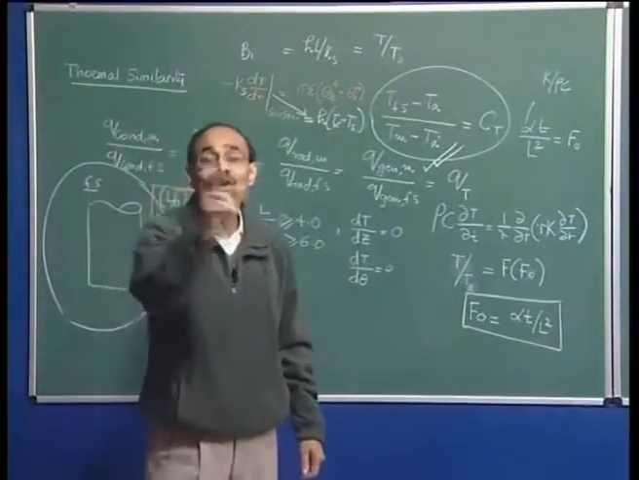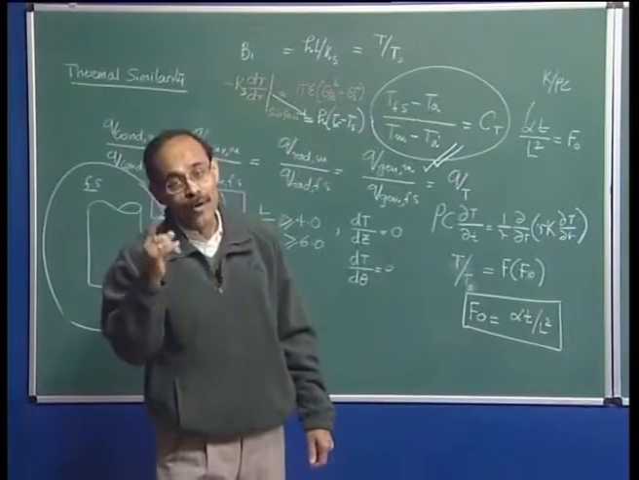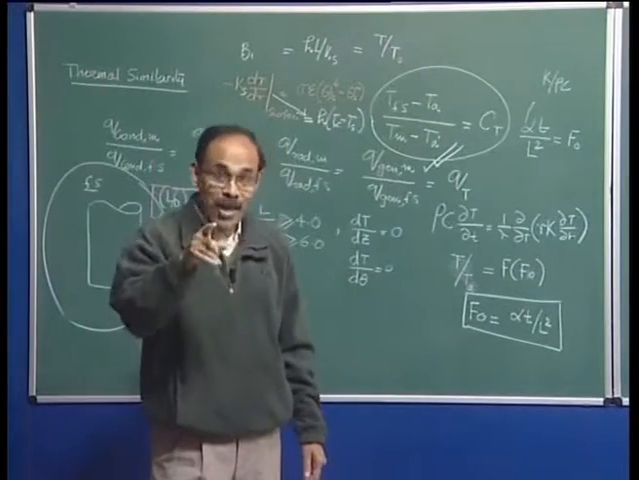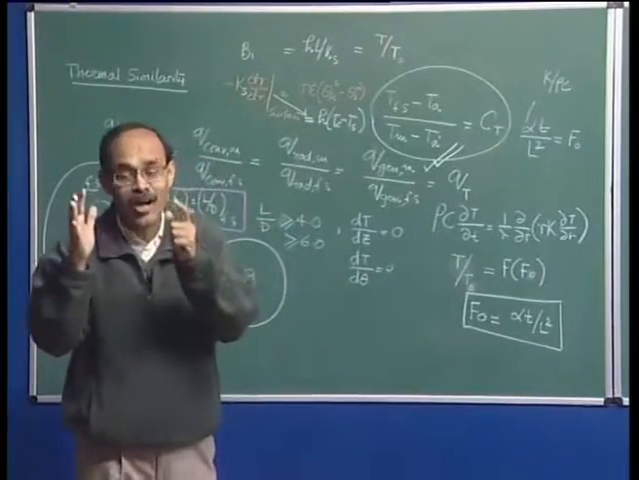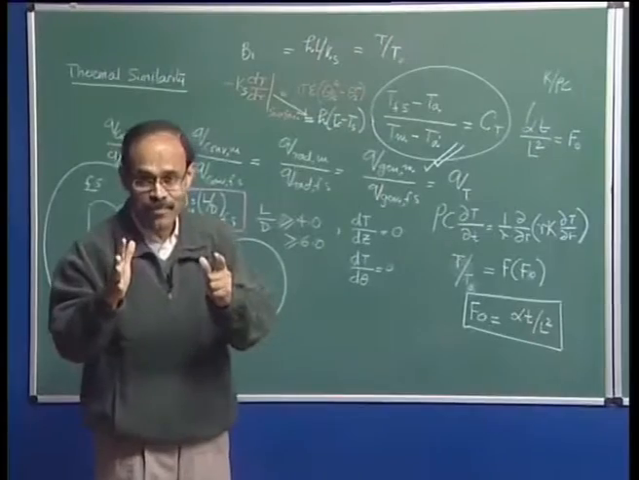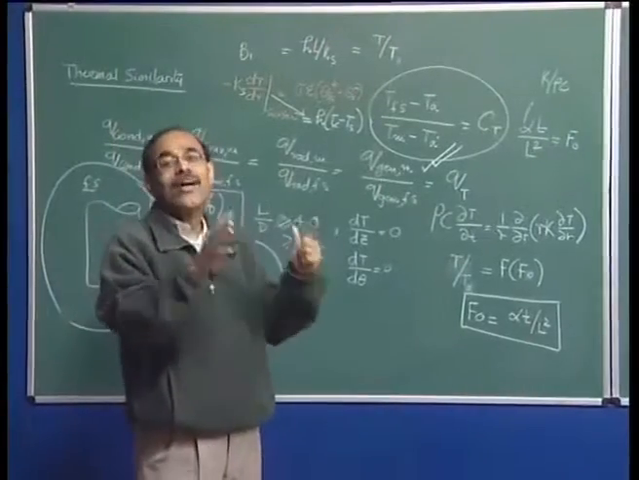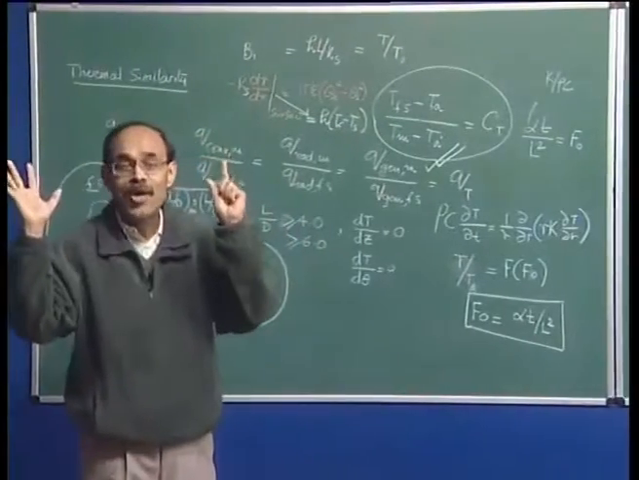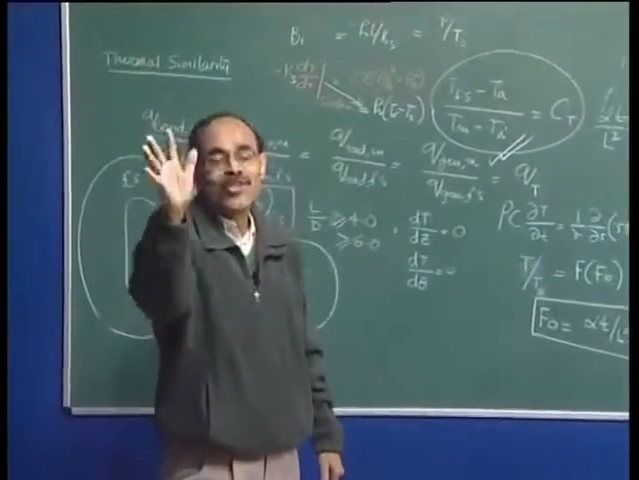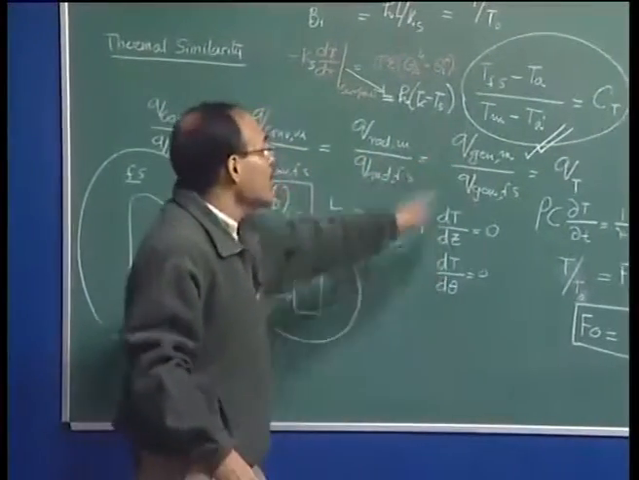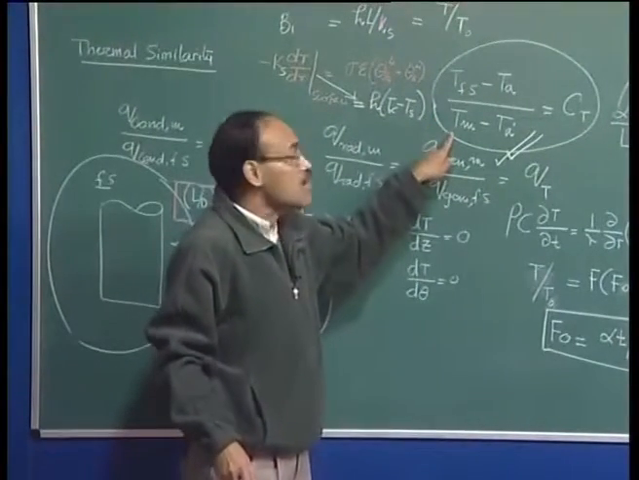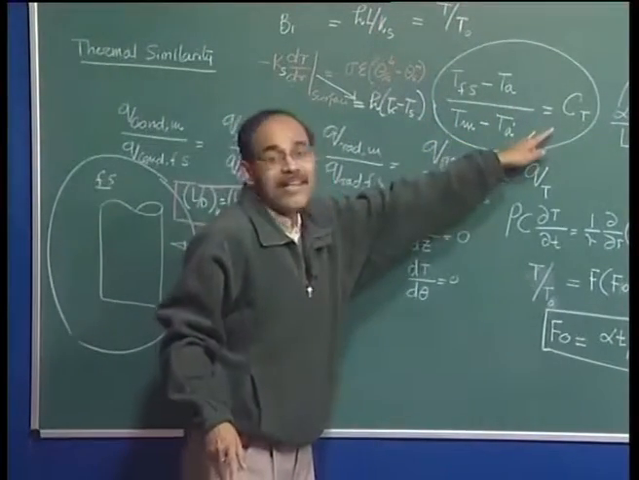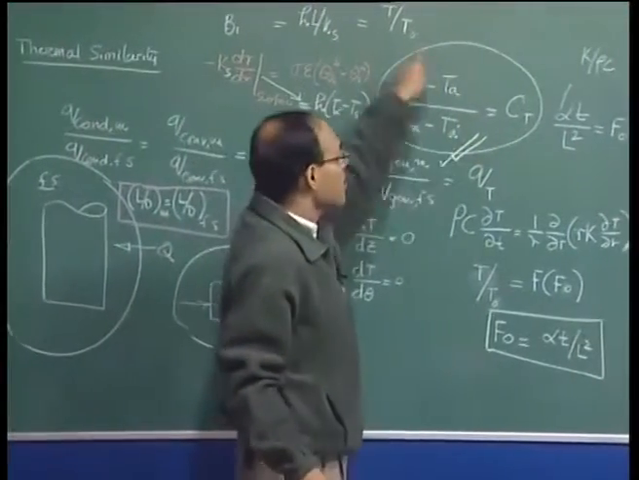Chemically similar are those systems where, in place of temperature, I am going to say, concentration difference with respect to an arbitrarily chosen datum maintains a fixed ratio at corresponding locations and at corresponding time. So replace that word temperature by concentration, whatever I have defined, replace these T's by concentrations or mass fractions, and you will get the results of the chemical similarity.